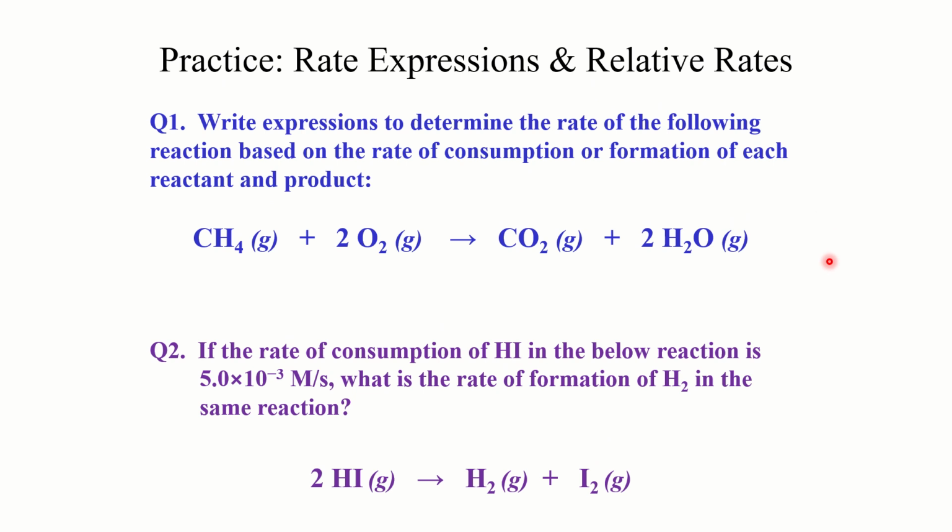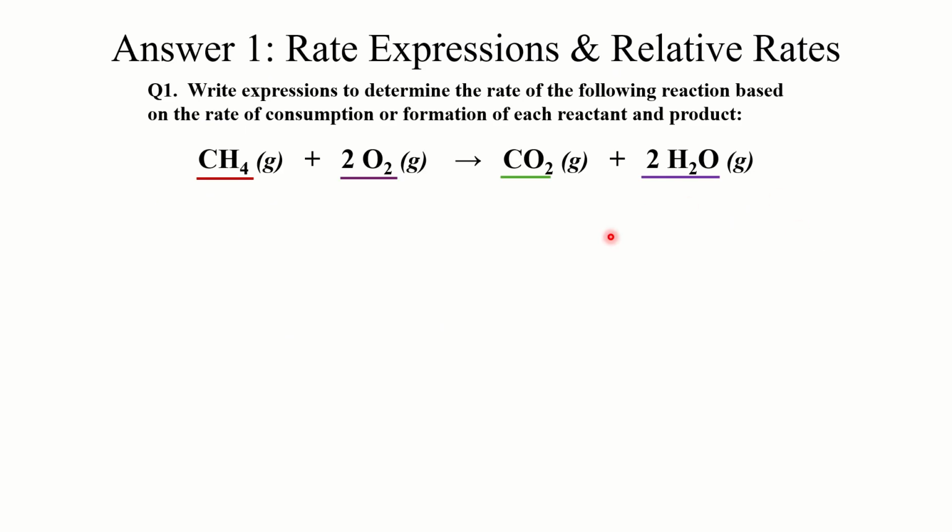All right, so this has all been very general thus far, and it may have been a little bit confusing. Let's look at some actual example problems. Let's start with this one here. Write expressions to determine the rate of the following reaction based on the rate of consumption or formation of each reactant and product. Here we have the balanced chemical equation, CH4 plus 2O2 forms CO2 and 2H2O.